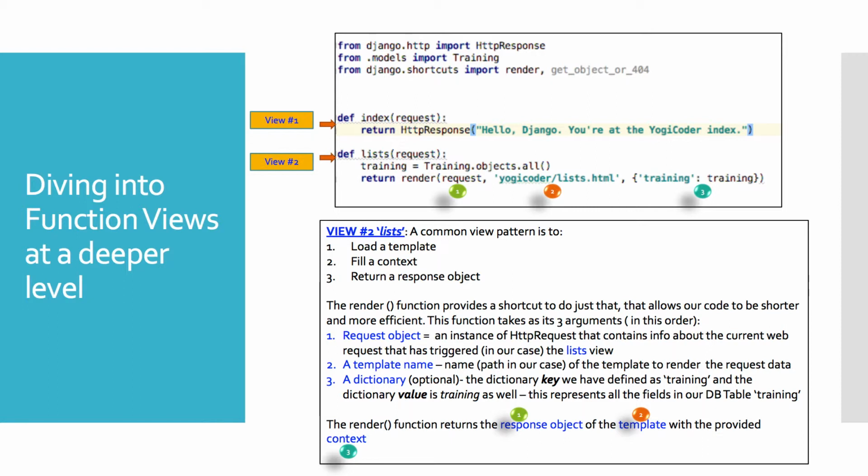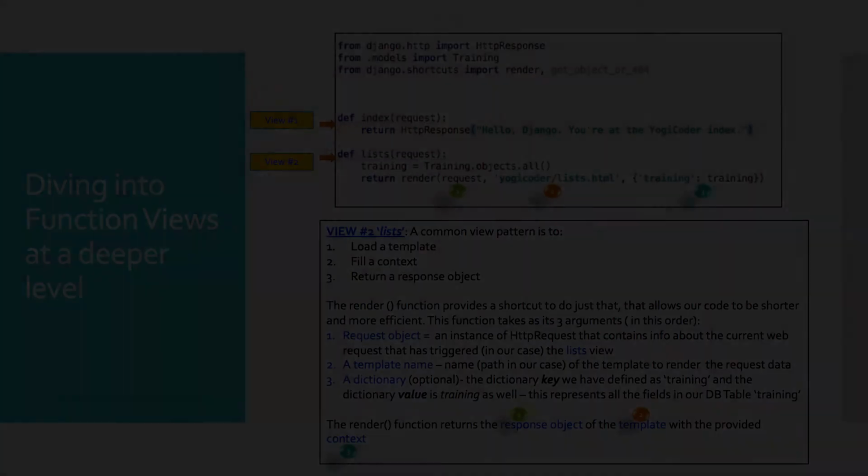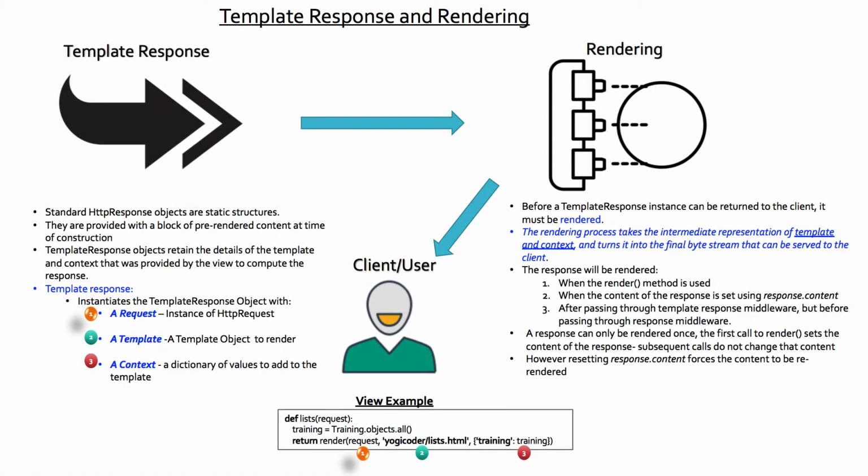So again, the render function returns a response object of the template with the provided context. I wanted to expose you to what really happens through the template response process. So we spoke about it before. Template response instantiates the template response object with a request, which is an instance of HTTP request, a template object to render, and then a context, which is really a special dictionary of values to add to that template.